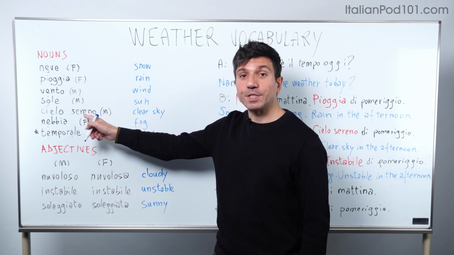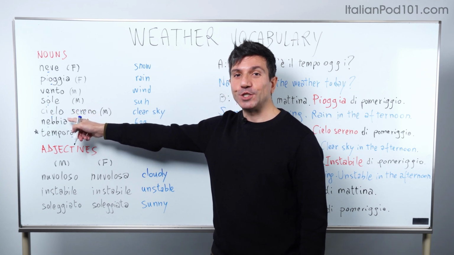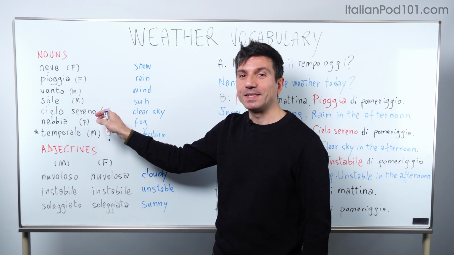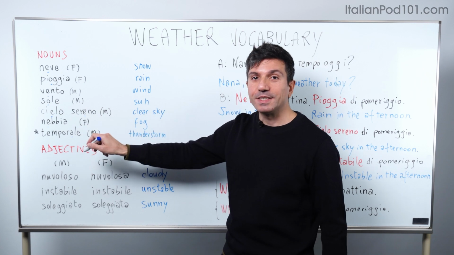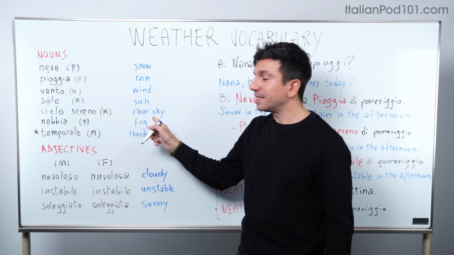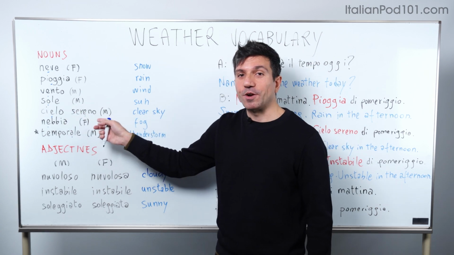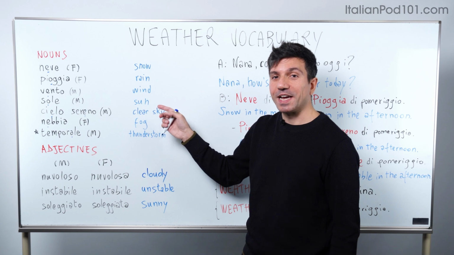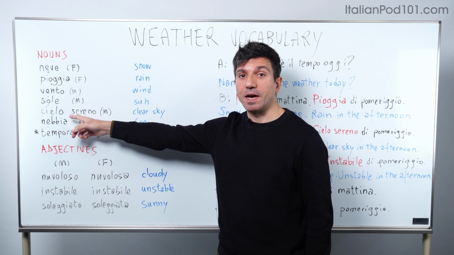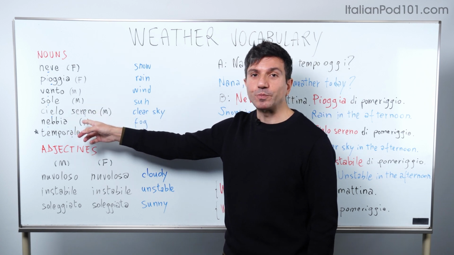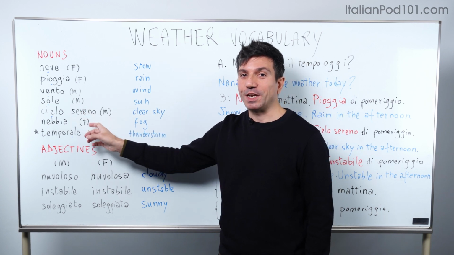This word is an adjective, and in this case is used in combination with cielo. Cielo sereno. And sereno, I have to put the accent on the second E. Sereno means clear, serene. So, in combination, cielo sereno means clear sky. Okay, and do you remember, cielo is a masculine noun. So, in this case, we have to use the masculine form of the adjective, sereno, cielo sereno.